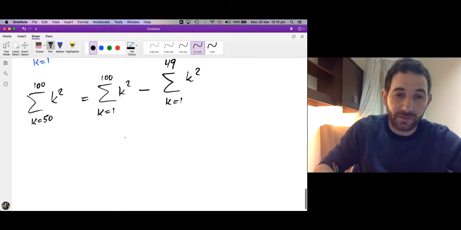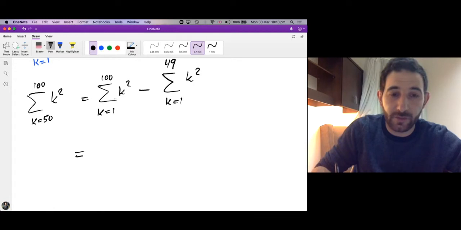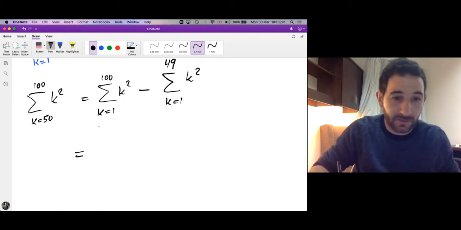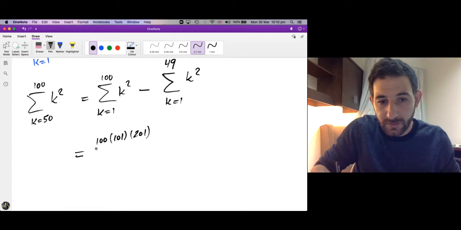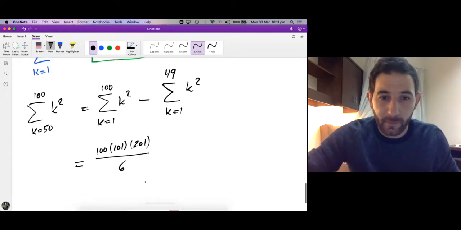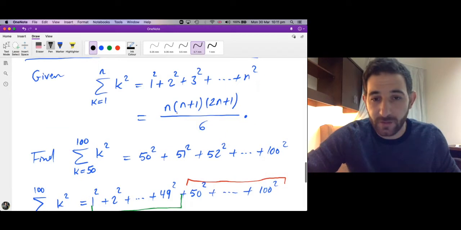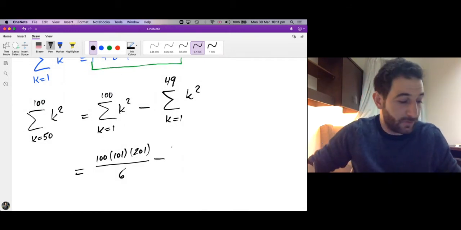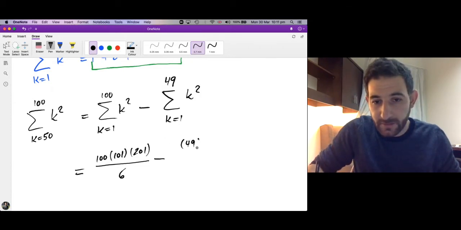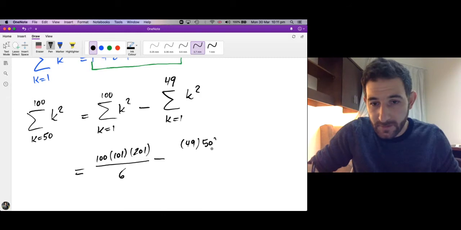But we know what is the summation of this one. We use the formula here when n is 100. So when n is 100, we get 100 times 101 times 201 divided by 6. See, we use this formula when n is 100. So it's 100 times 101 times 201 divided by 6, minus, we use the formula when n is 49. So we get 49 times 50 times 99 over 6.